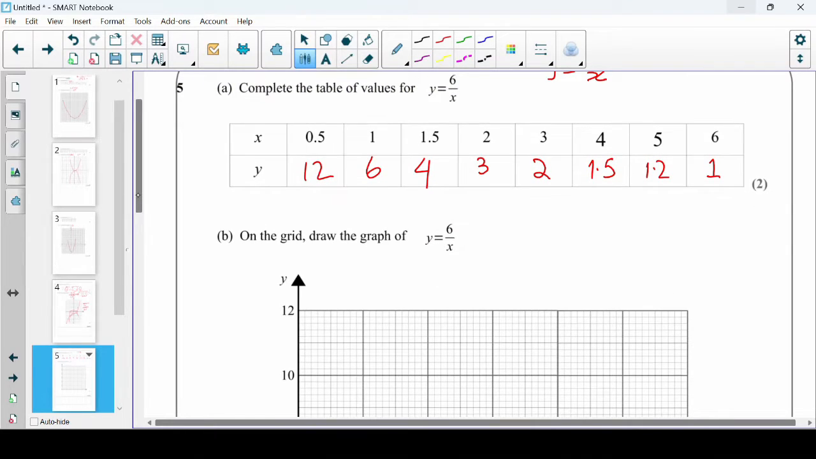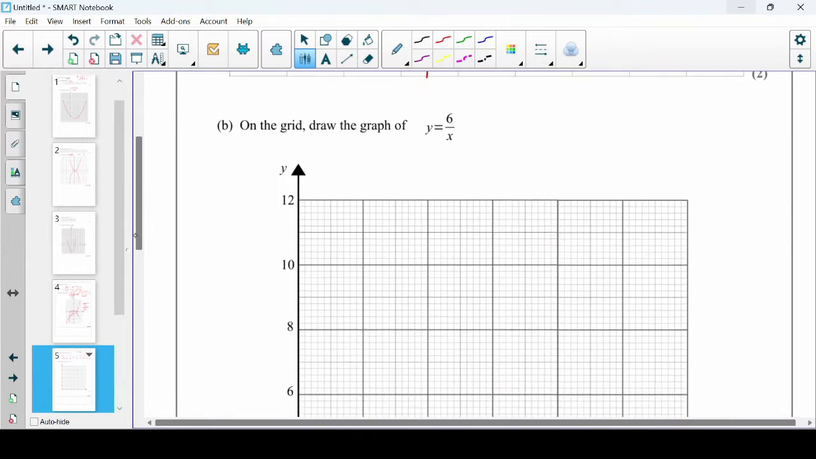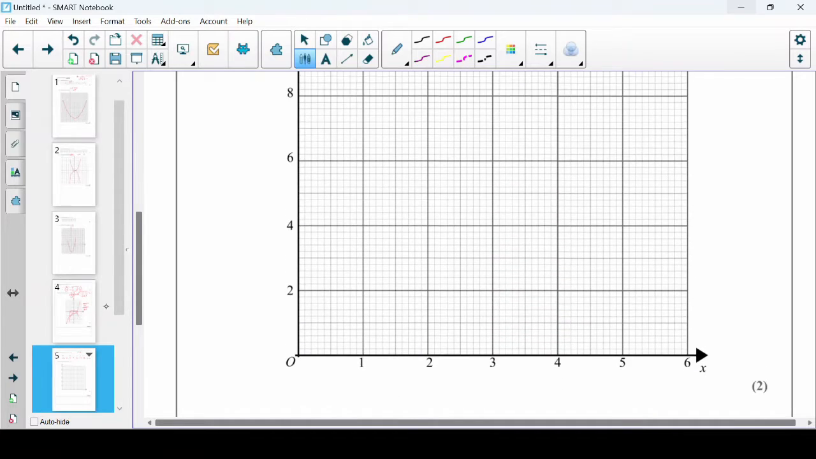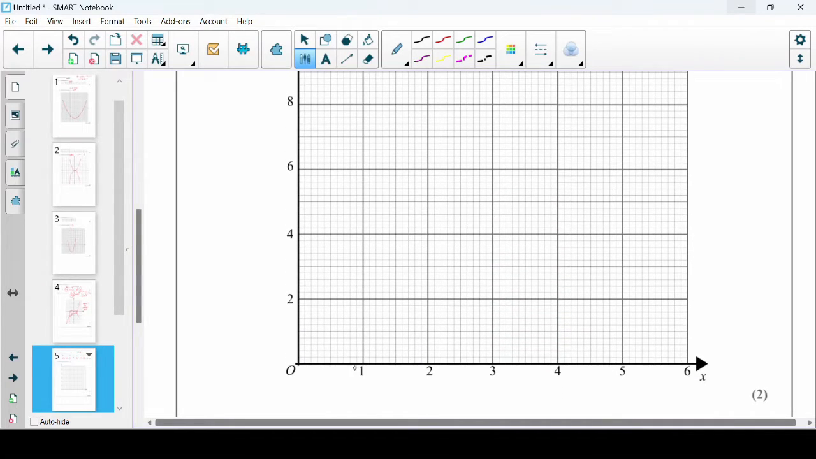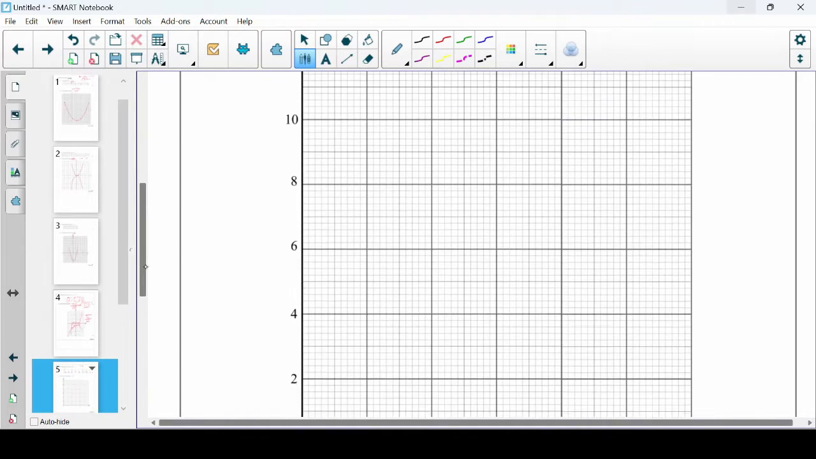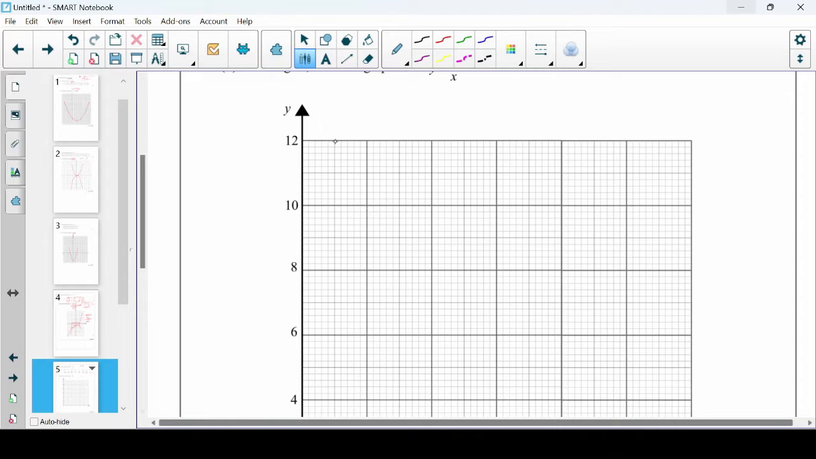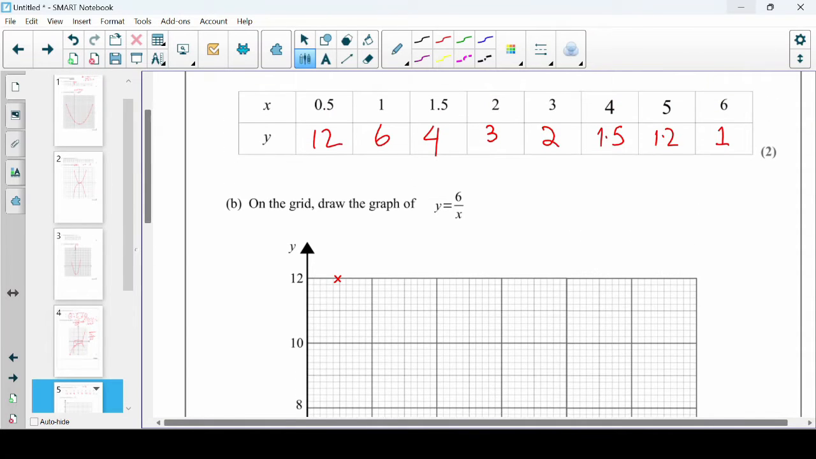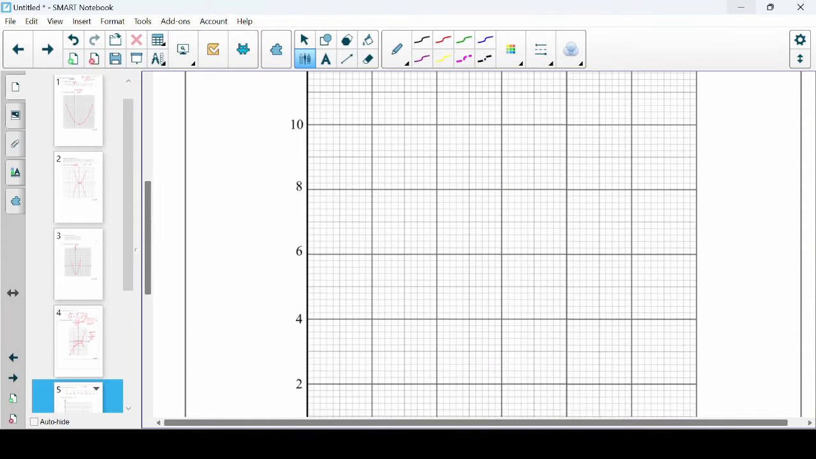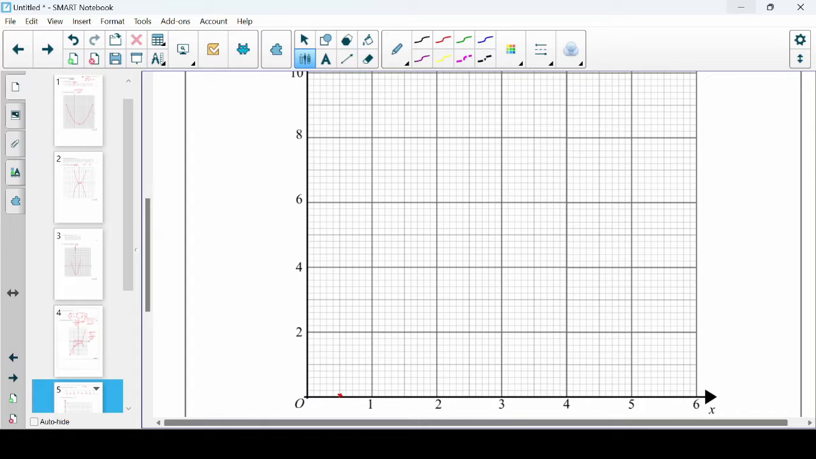So when x is 0.5, y is 12. 0.5 is in the middle, so when x is here, the y value is 12. So our first point is somewhere here. And the next, if x is 1, y is 6. So this is our second point.